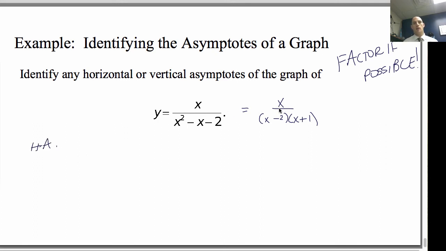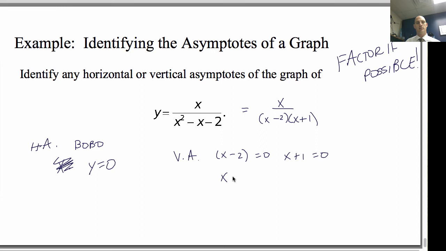Okay, so my horizontal asymptotes. Bobo, Betsy, BO2. Well, I've got bigger on bottom, right? Because I've got an x squared on bottom. So that means that y equals 0 is an asymptote. And for my vertical asymptotes, x minus 2 is 0, x plus 1 is 0. So x is equal to 2, and x is equal to -1, make it 0. So x can't be equal to 2, x can't be equal to -1. So these are my vertical asymptotes.